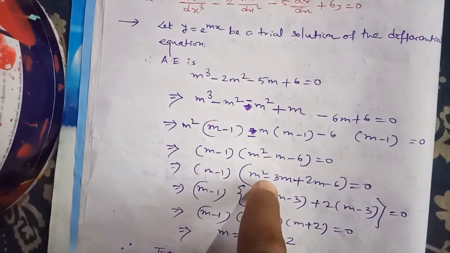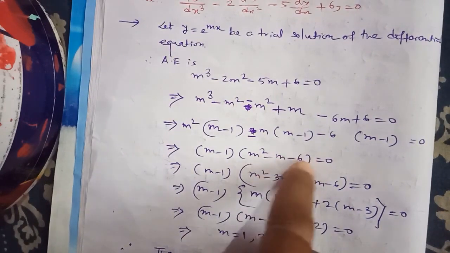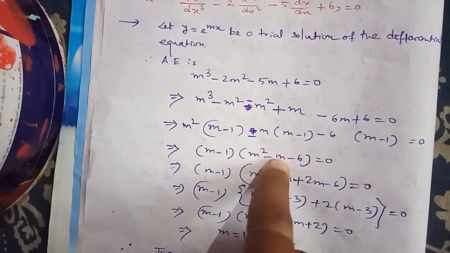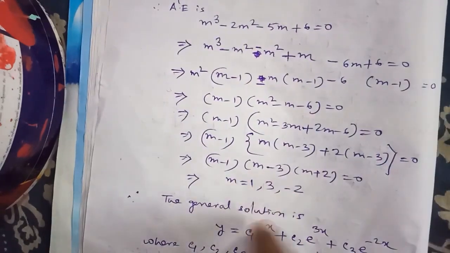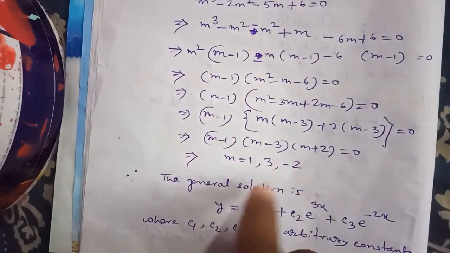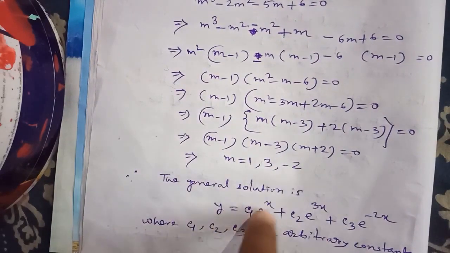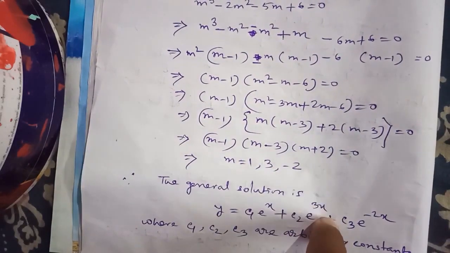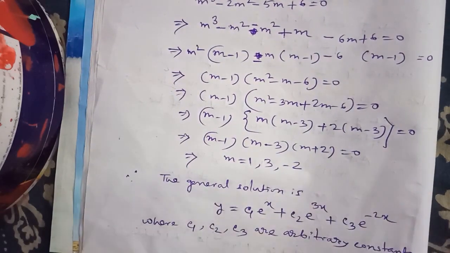(m − 1)(m² − m − 6) = 0. Now we will factorize those two; the sum of the two factors should equal the middle term. After solving this, we see the roots of m are 1, 3, −2. So what is the general solution? All three are distinct, so y = c1 e^x + c2 e^(3x) + c3 e^(−2x).